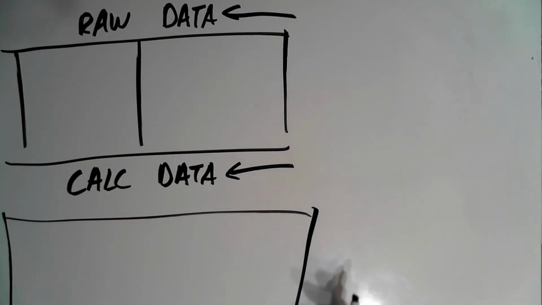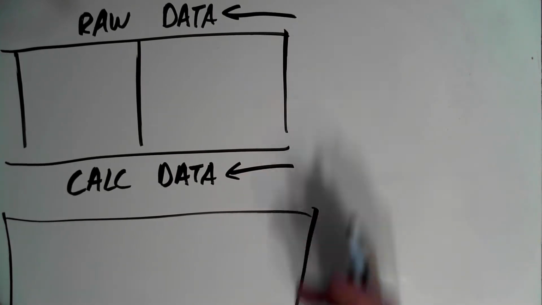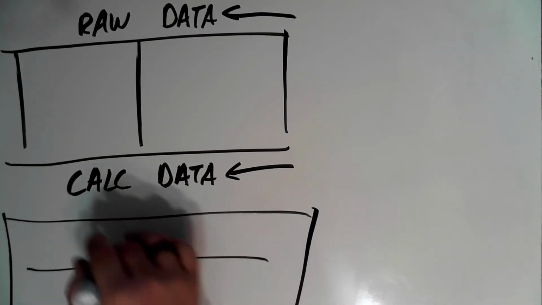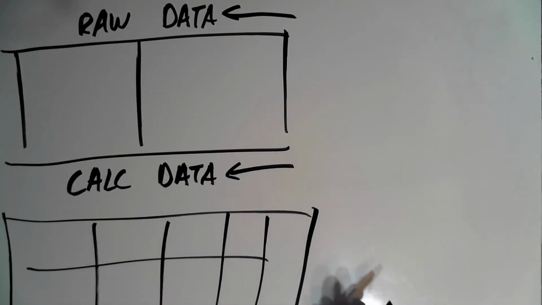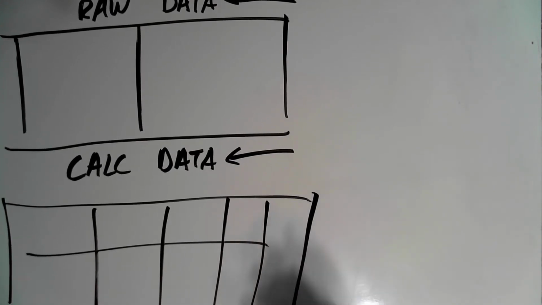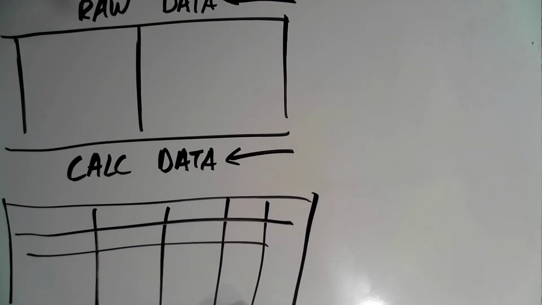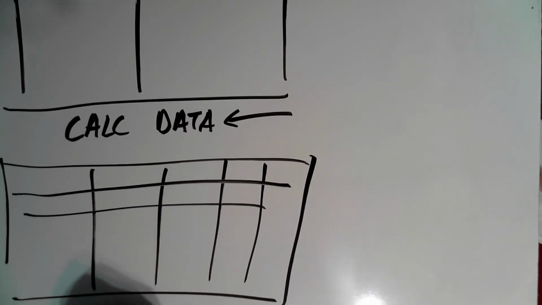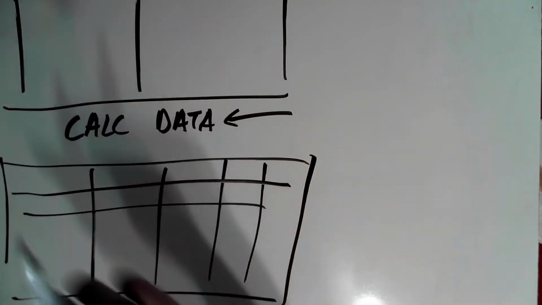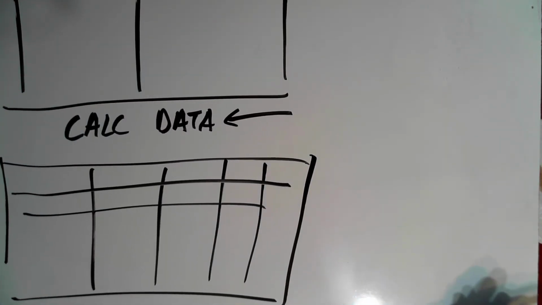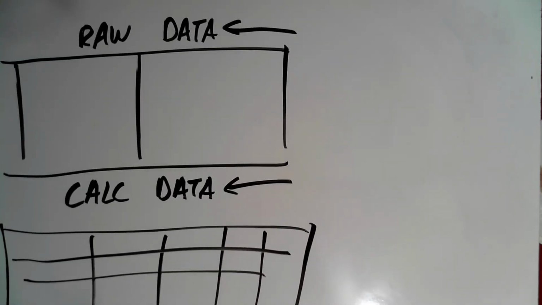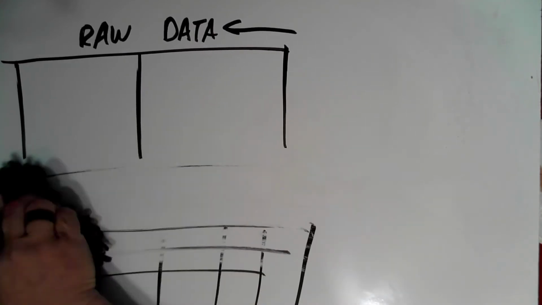And to keep them separate forces you to realize that everything that is being represented in this calculated data table also has another step associated with it. So anything that's listed up here has to have this other step, where the raw data doesn't.